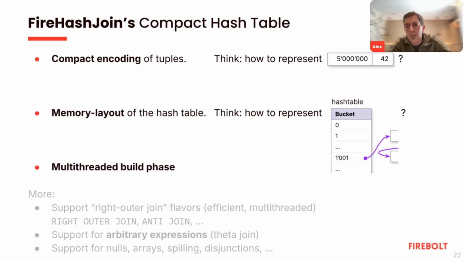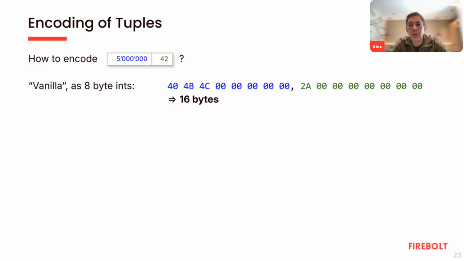Of course, this is not all that you need to do to build a production-grade join algorithm. There's a lot more. You have all these different join flavors. You need to support arbitrary expressions, so-called theta joins. You need support for nulls, arrays, spilling, disjunctions, and so on. And we'll skip all that in this presentation and really focus only on these basics in the next couple of slides. All right, let's start with the encoding of the tuples.